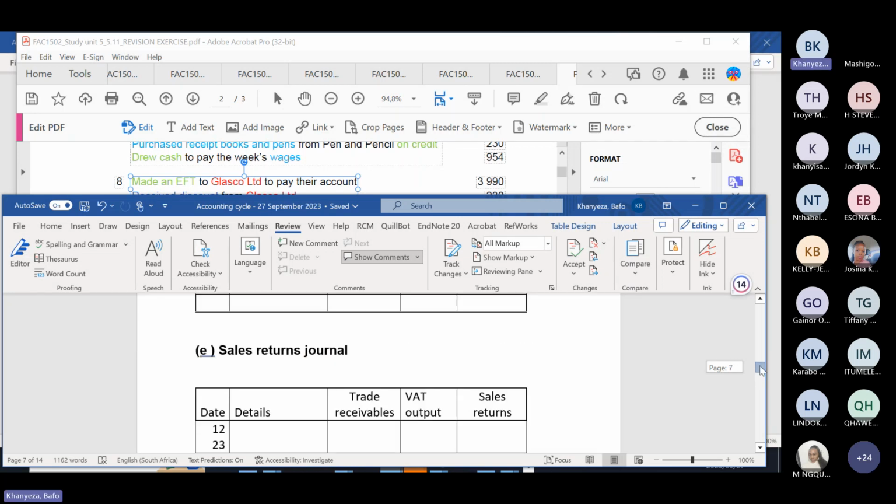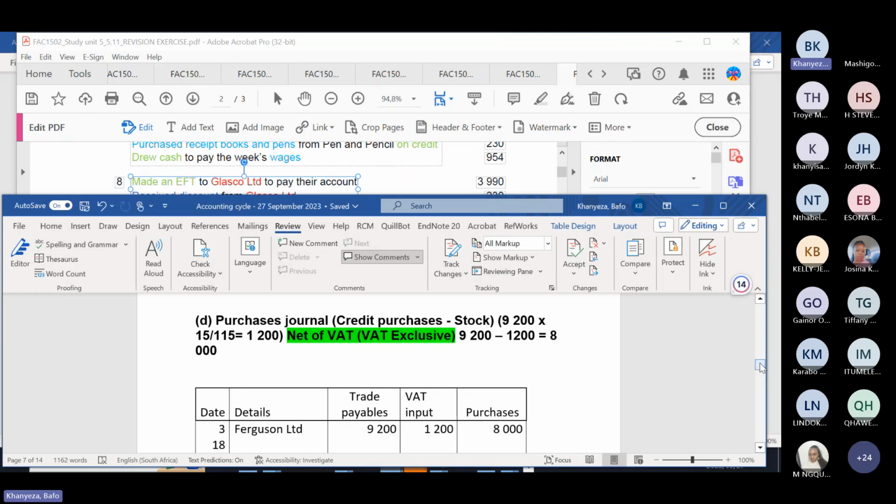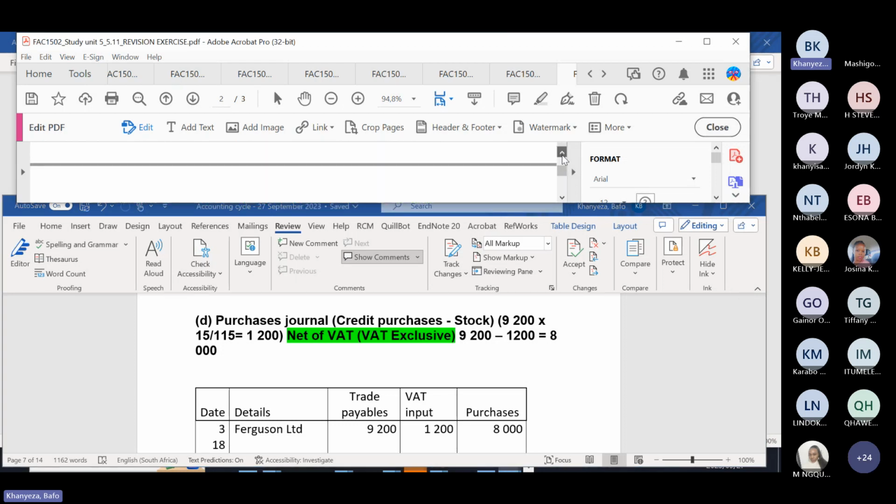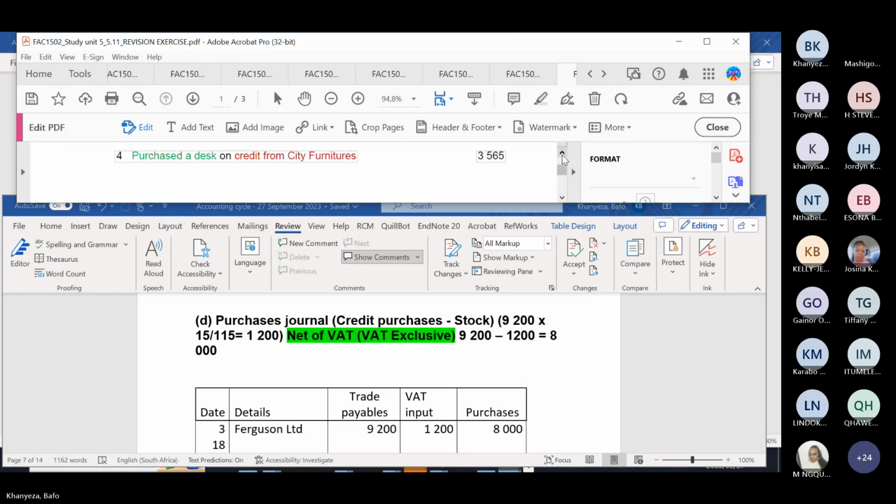This is the sales journal. Purchases journal. Maybe that's why that person was asking. That's why I'm saying I'm trying to make this interactive, but maybe while talking I end up mixing things up. Let me see. Just wanna see what Glasgow had bought.